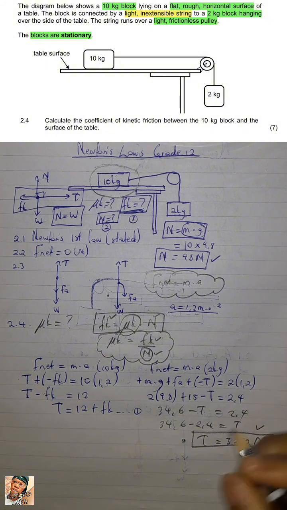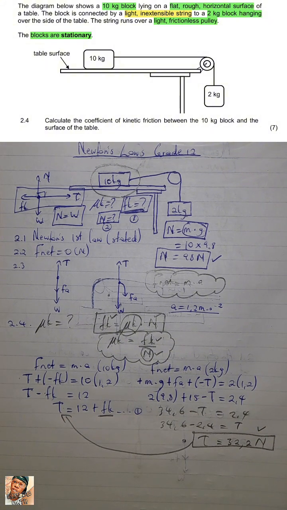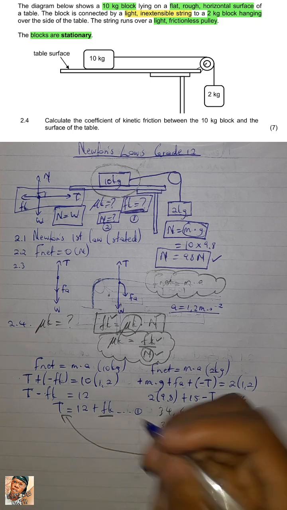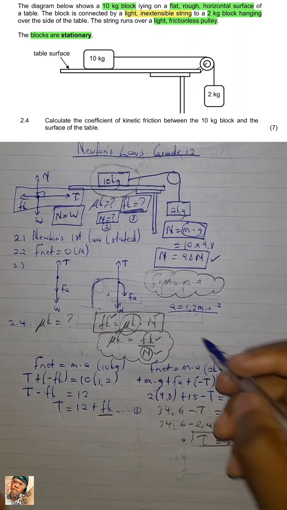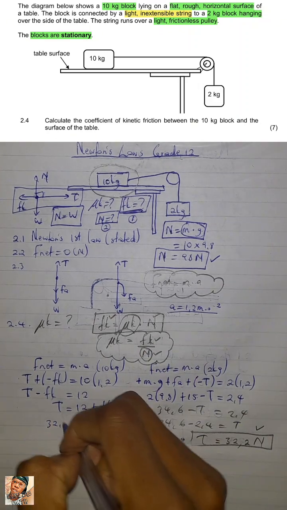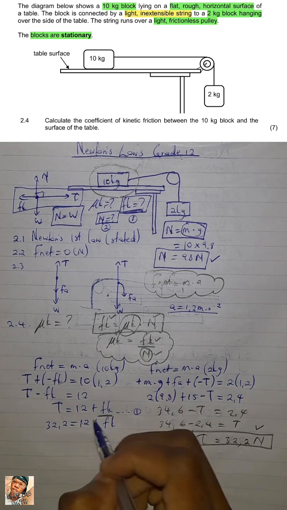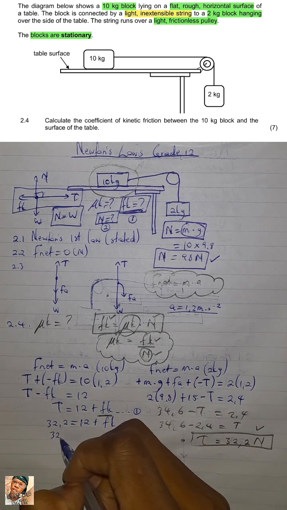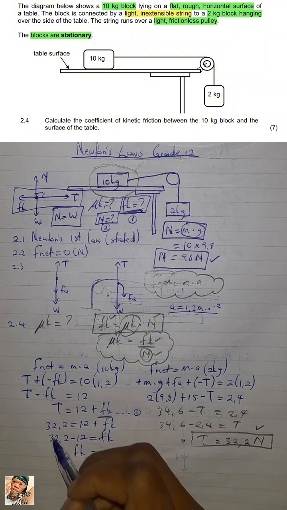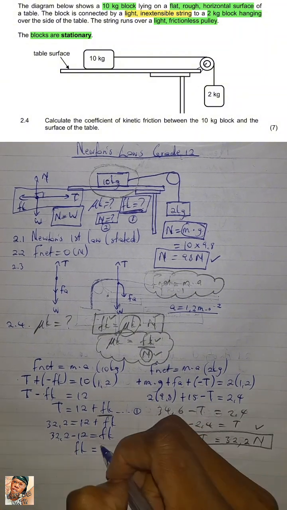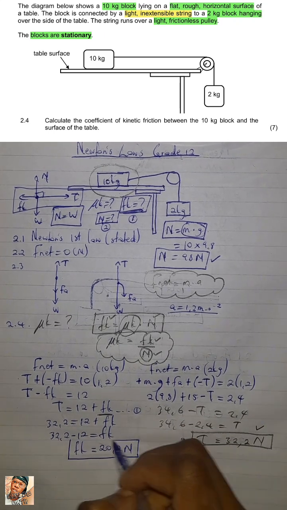Now that we have determined the tension, we're going to substitute it there and then solve for the frictional force. So let us do that. The tension is equal to 32.2 newtons, which is equal to 12 plus the frictional force. So we're going to take the 12 to the left hand side, so we're going to minus it. So 32.2 minus the 12 is equal to the kinetic frictional force. It means the kinetic frictional force is equal to 32.2 minus 12. What is it equal to? It is equal to 20.2 newtons. So it means the kinetic frictional force is equal to 20.2 newtons.